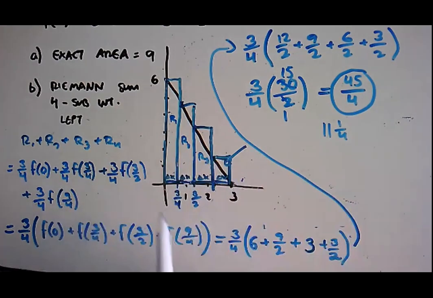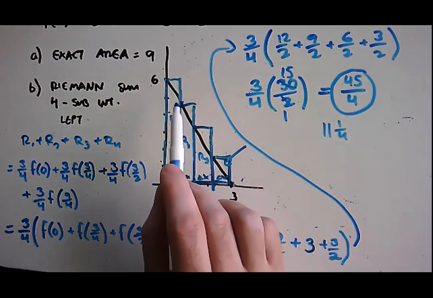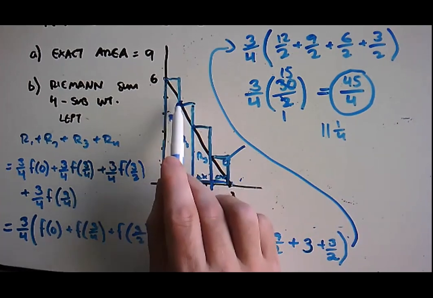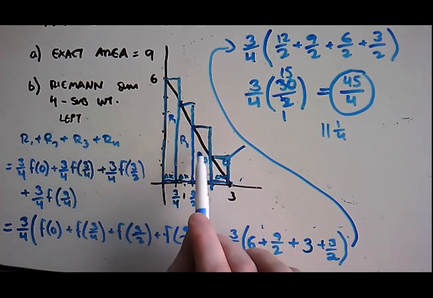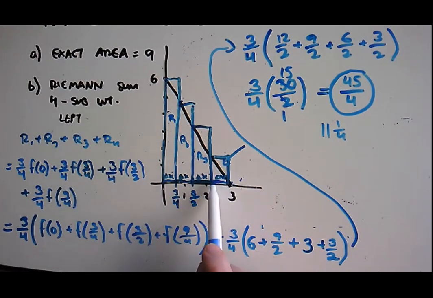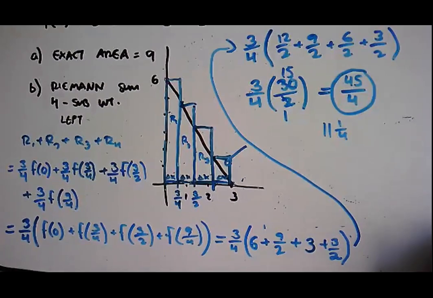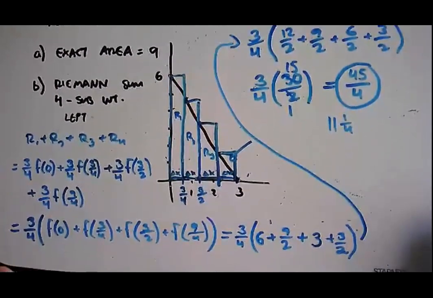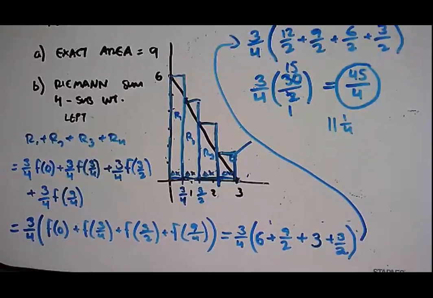I'm not going to go through and do a right-hand estimate, but if we use the right-hand side of the rectangles, our first height would be here, second height would be here, third height would be here, and our fourth height would be 0, and that would be an underestimate. Okay, so let's see where we are in the problem. We've now found the exact area underneath the curve. We've used 4 subintervals to approximate the area, and we got 11 and 1/4.